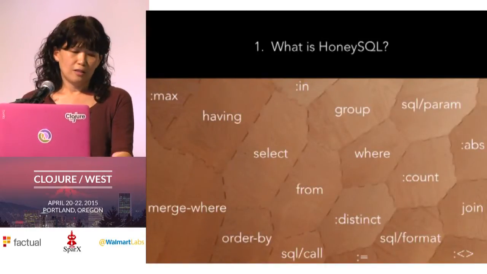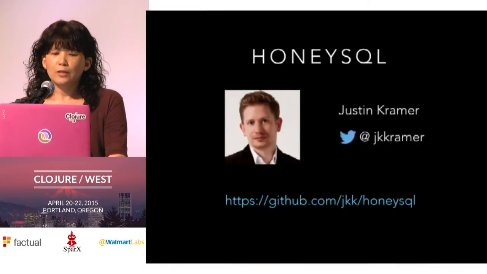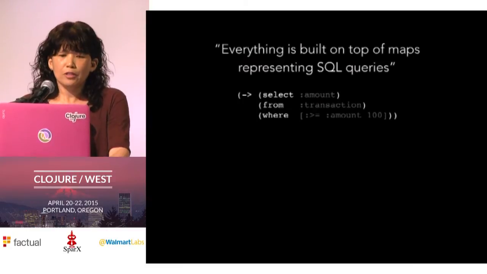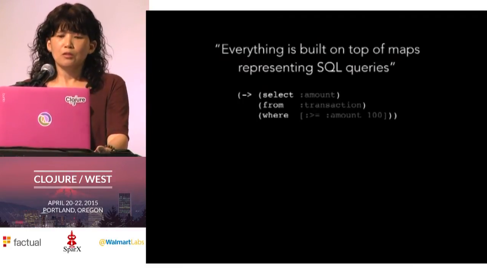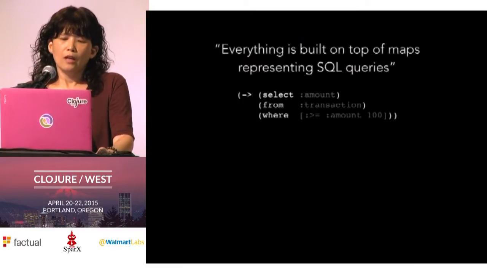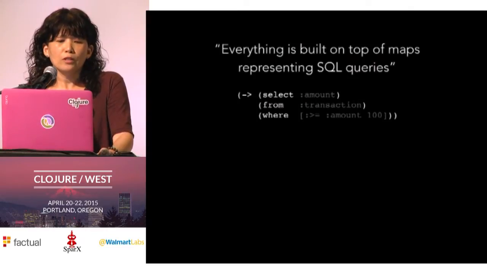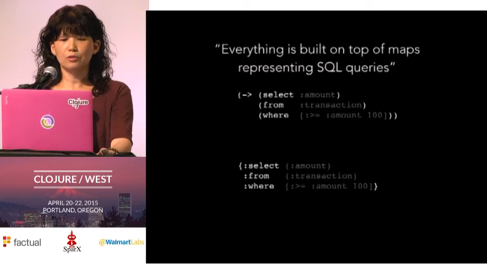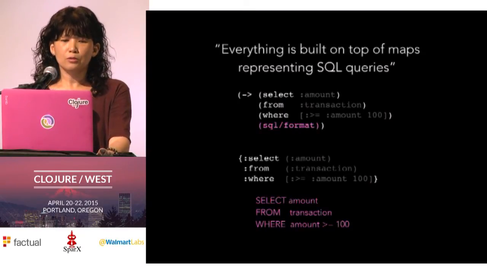What is HoneySQL? It was created by Justin Kramer. With HoneySQL, everything is built on top of Clojure maps, representing SQL queries. This select from where a single thread will produce a Clojure map with select from where keywords like this. Then it can be formatted to a query statement in string using the SQL format function.